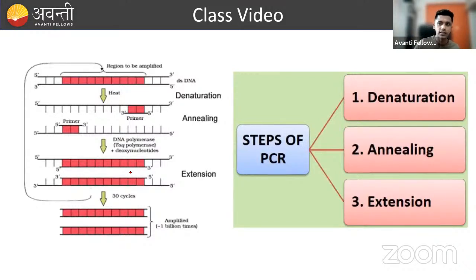Let us see what the steps involved in PCR are. PCR involves 3 important steps. The first one is denaturation, the second one is annealing, and the third one is extension. So let us see why we have to denature.